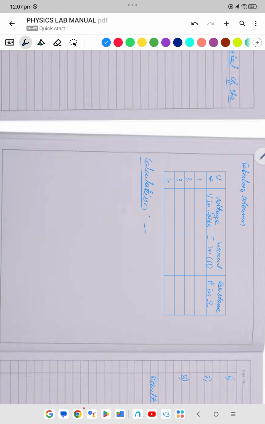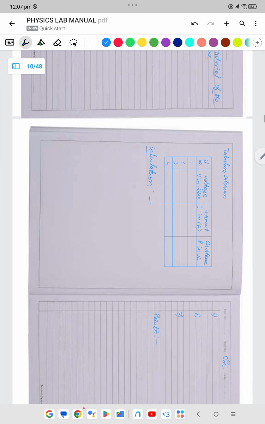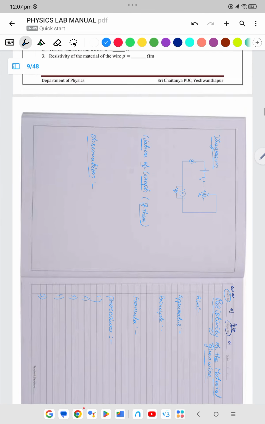And next one is calculation. You have to write the calculation, leaving some space for upcoming calculations. Okay, I think everyone got an idea. Once I will go through it.